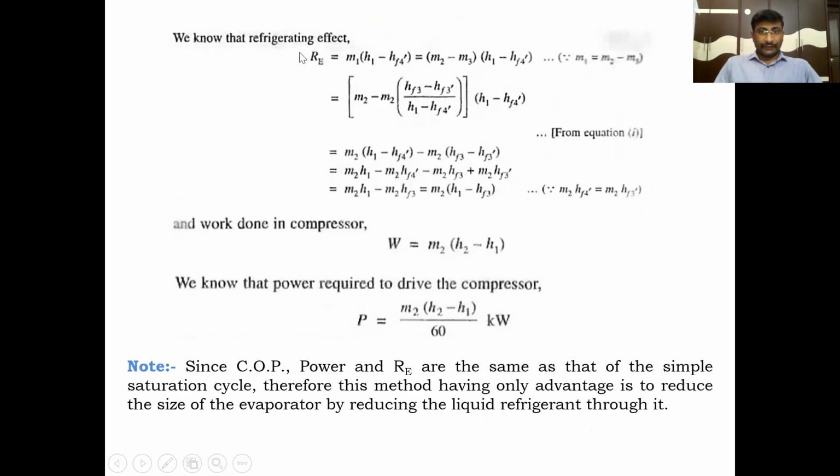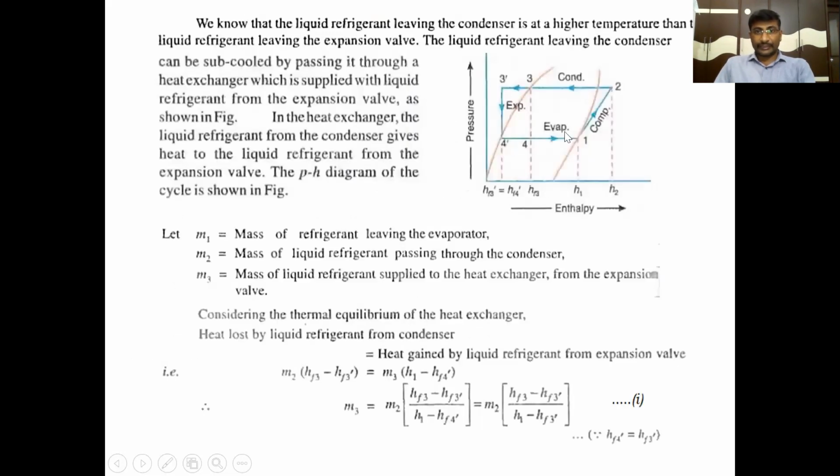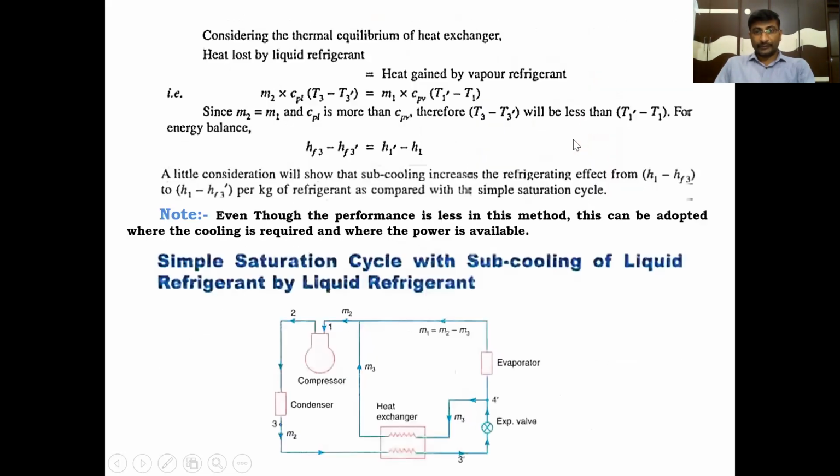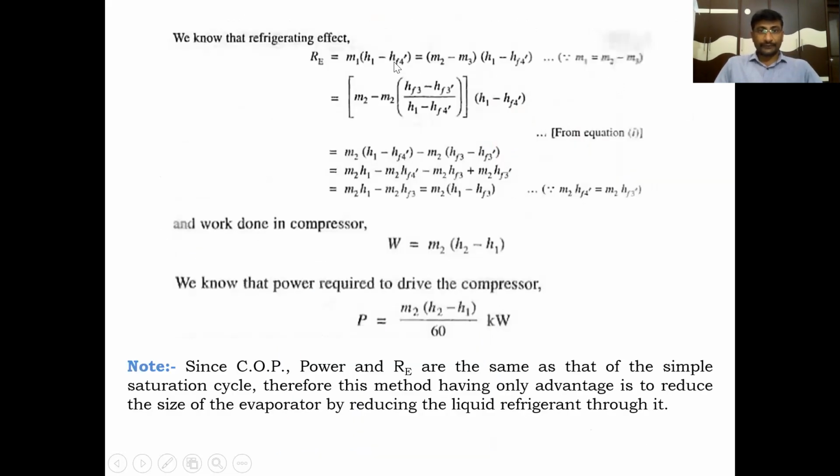We know that the refrigeration effect is equal to M1 into H1 minus HF4 dash, that is the refrigeration effect taking place from 4 dash to 1. This is the refrigeration effect done in the evaporator, but the amount of refrigerant is M1 only. So M1 into H1 minus HF4 dash. In place of M1 we can write M2 minus M3 into H1 minus HF4 dash, and in place of M3 we can substitute from equation 1.